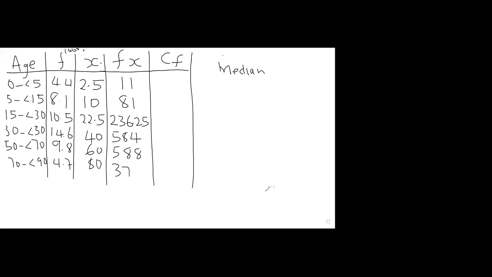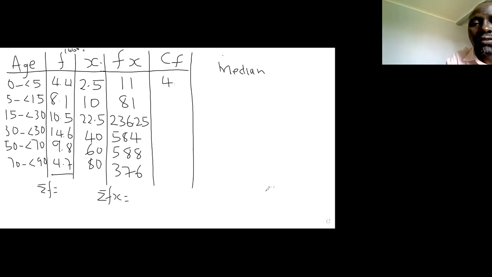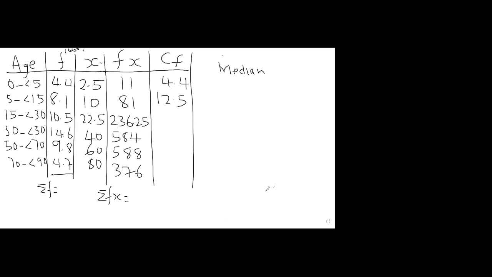So who has totals? I have those figures. Now I need totals. I'll need total for total frequency. I'll need total for this. And then I'll need cumulative frequency, which is 4.4 plus 12.5, then you'll have 23.0, then 37.6.